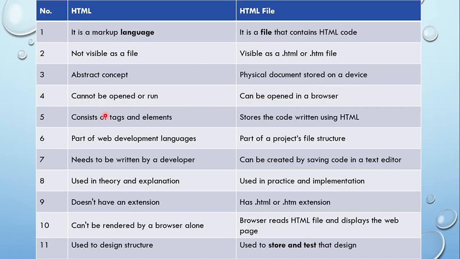Next is HTML consists of tags and elements. How do you write the tags? Let's see. Okay, tags are written like this. See, h1, p means it is denoted for paragraph. Then how do you close the tags? Just slash and p. It is closed like this.